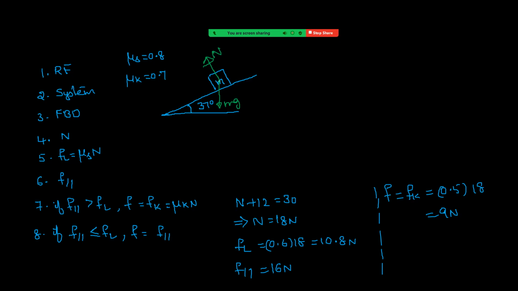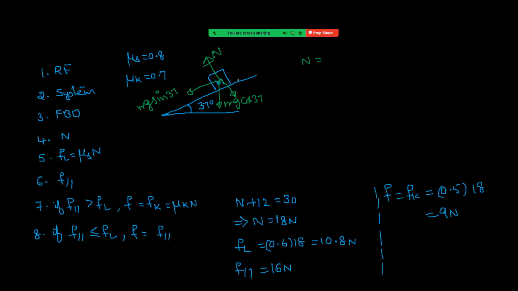Along the incline, that is mg sine 37. Normal to the contact, it is mg cos 37. Right, so first of all, see the normal reaction. Normal reaction is mg cos 37.